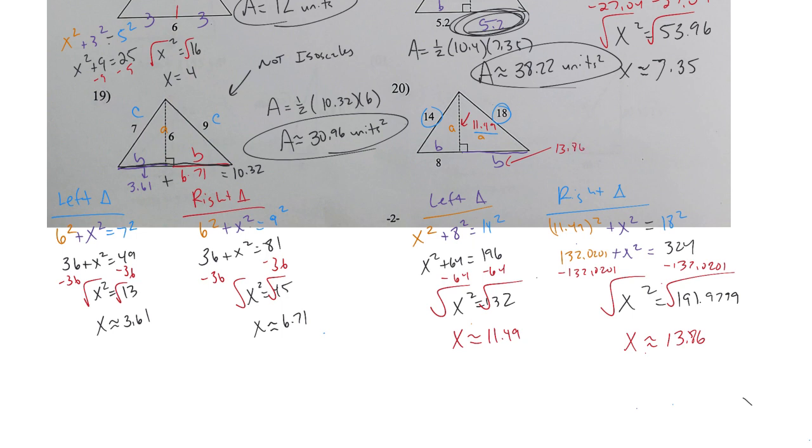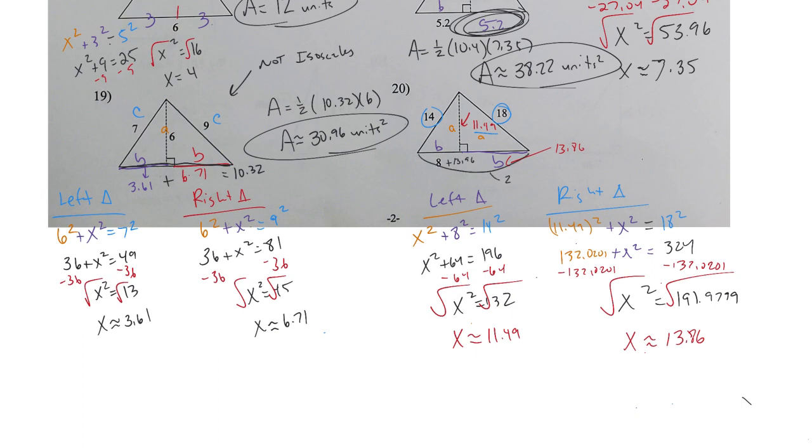Now I'm going to add that to 8. So my entire base is going to be 8 plus 13.86. So I get about 21.86. So my whole base is 21.86. So now I do area is equal to 1/2. My base is 21.86, about. My height is 11.49, about.